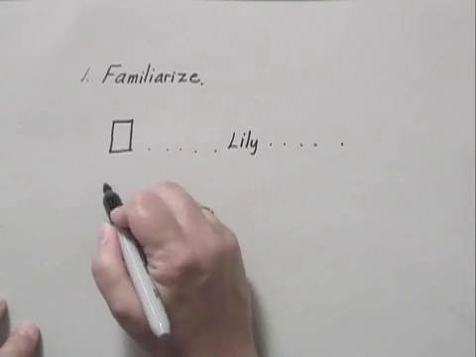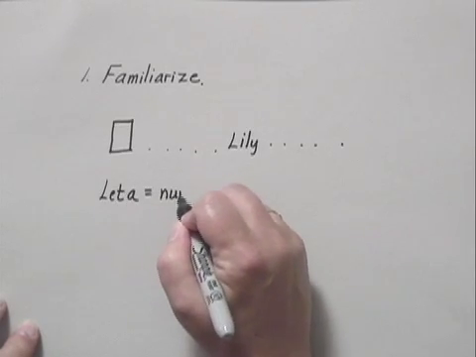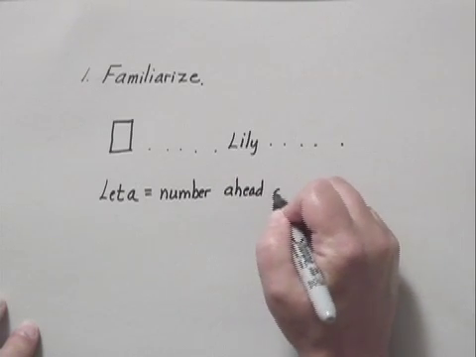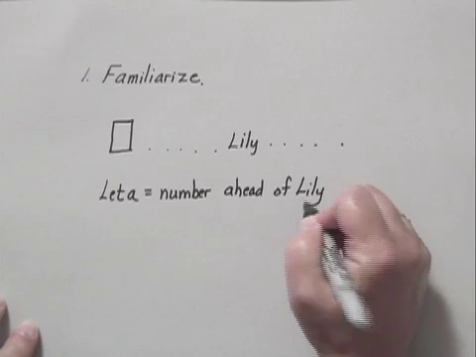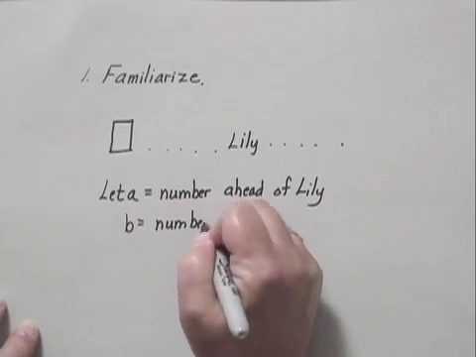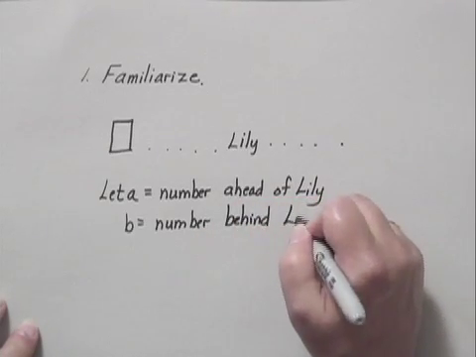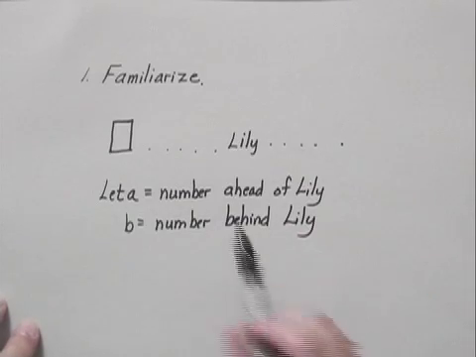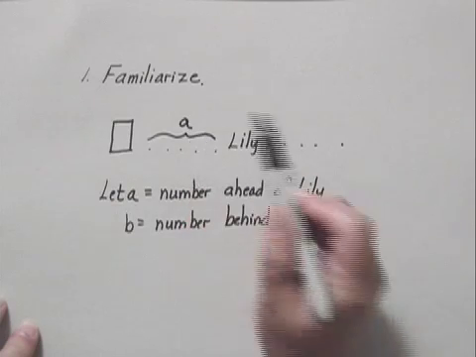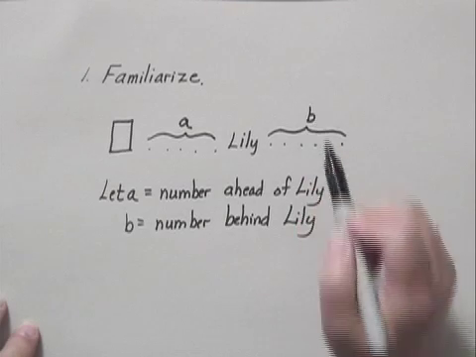Now, we're going to let A represent the number of people ahead of Lily in line, and we'll let B represent the number of people that are behind Lily. Now what do we have? Then ahead of Lily we have, this is A people. Behind Lily we have B people.